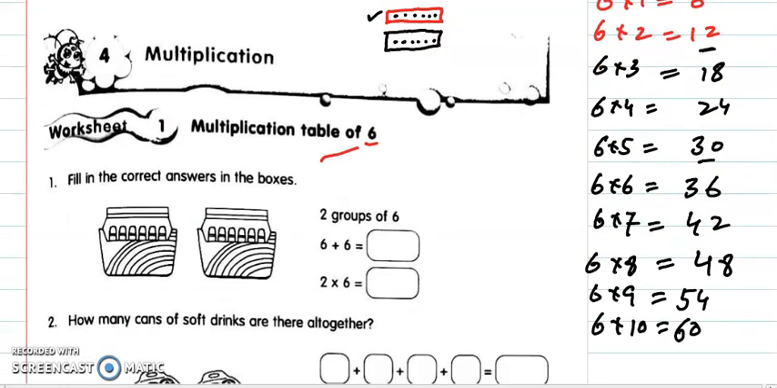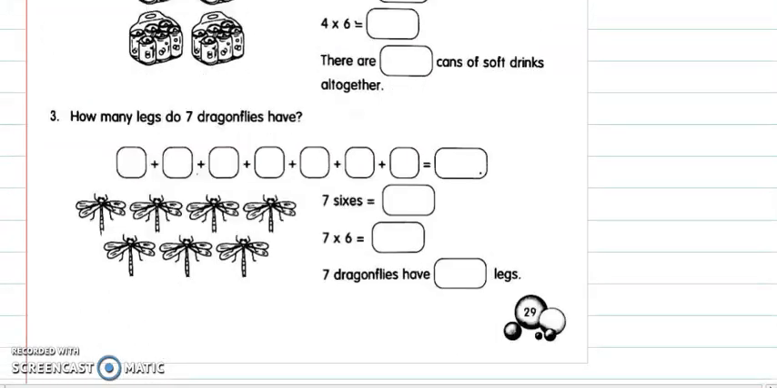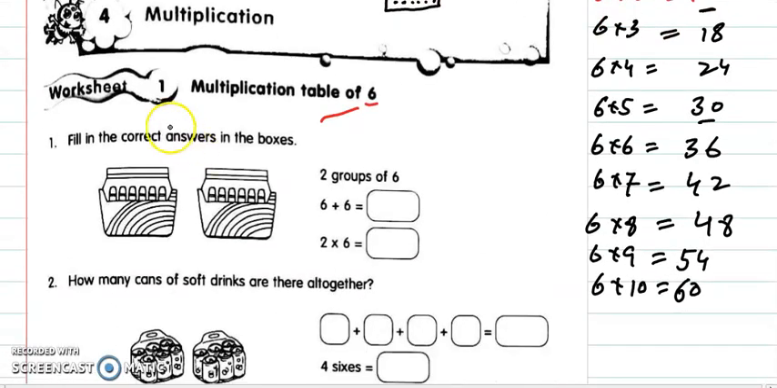Right now on your screen you can see this is activity book page number 29, worksheet number 1. The question is saying to fill the correct answer in the boxes. If we look at the diagram, there are two groups, because this is one group and another group. That's why we are saying two groups. And if we count in each group, we have 6. 1, 2, 3, 4, 5 and 6. And here also 1, 2, 3, 4, 5 and 6. So we have two groups of 6. Two groups of 6 mean 6 plus 6. And if we total them, we get 12.